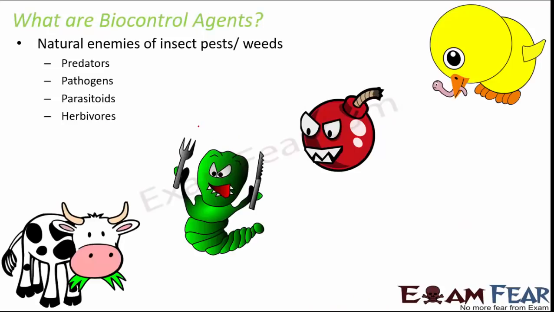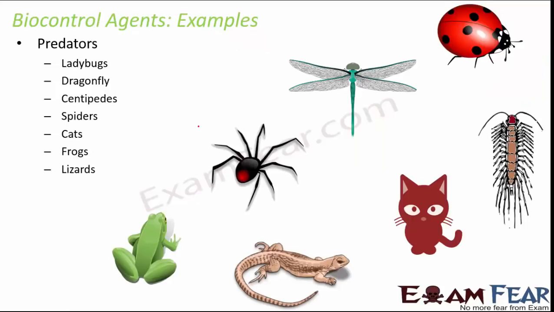Okay, moving on to biocontrol agents. Biocontrol agents are natural enemies of insects, pests, or weeds. There are certain microbes which are naturally enemies of all of these unwanted organisms. They could be predators, pathogens, parasitoids, or herbivores. Some examples of predators are ladybugs, dragonflies, centipedes, spiders, cats, frogs, lizards.